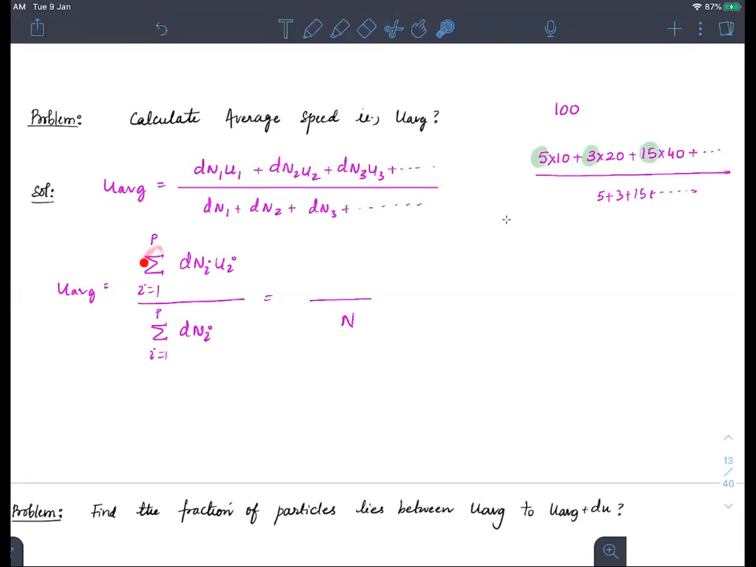Above, if I put the summation in terms of integration, this dn becomes smaller and smaller. Imagine there are so many parts of it. So I can write this as the integral from 0 to infinity of u into dn. How many of you understood this? Does anyone have a problem? Please let me know. This is the actual definition of u average.